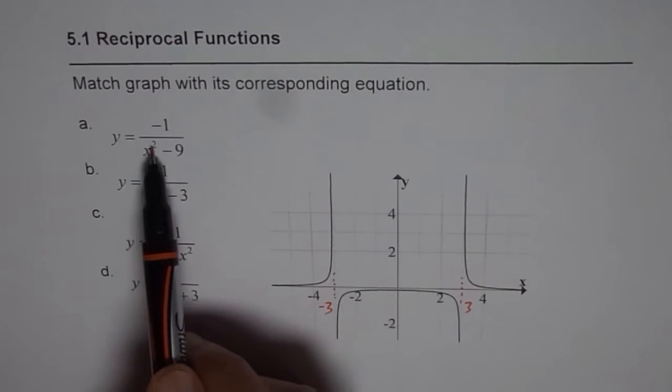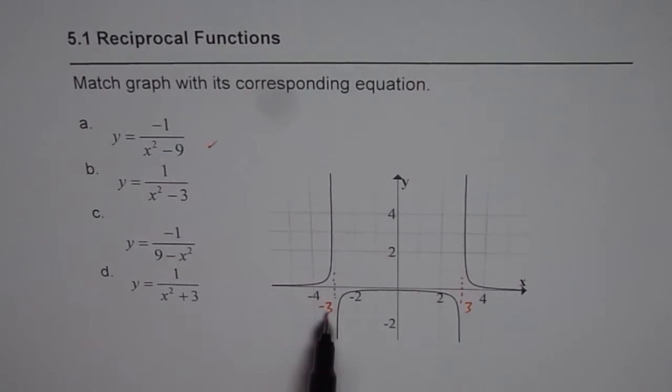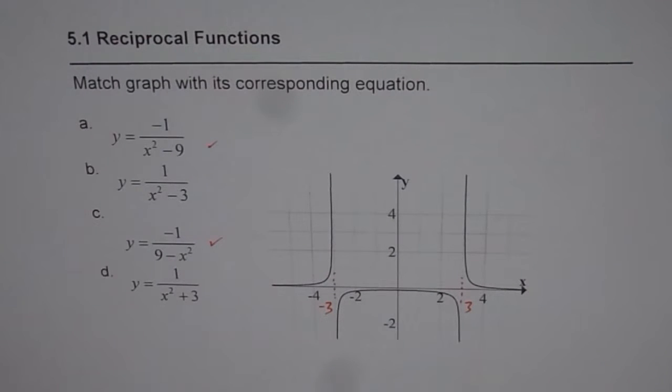So if I take x squared minus 9, it will give us the denominator as 0 for plus and minus 3. So that is a good option. This will not give us that. This will also give us that, right? 9 minus 9 will be 0. So we are left with two options.